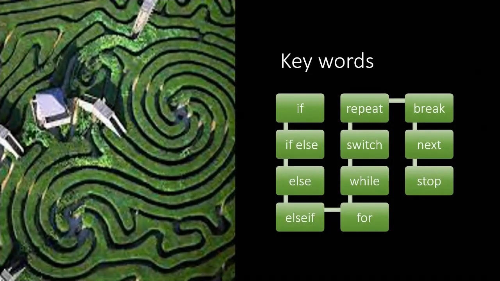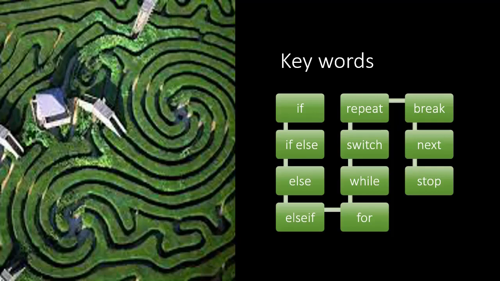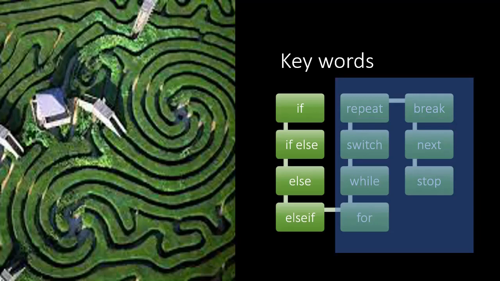R's control structure is built upon these keywords. In all of these, we execute a block of statements a given number of times based on some conditions. In the case of if and switch, execution of the block is only once. We will cover for, while, repeat, switch, etc. in the next video.